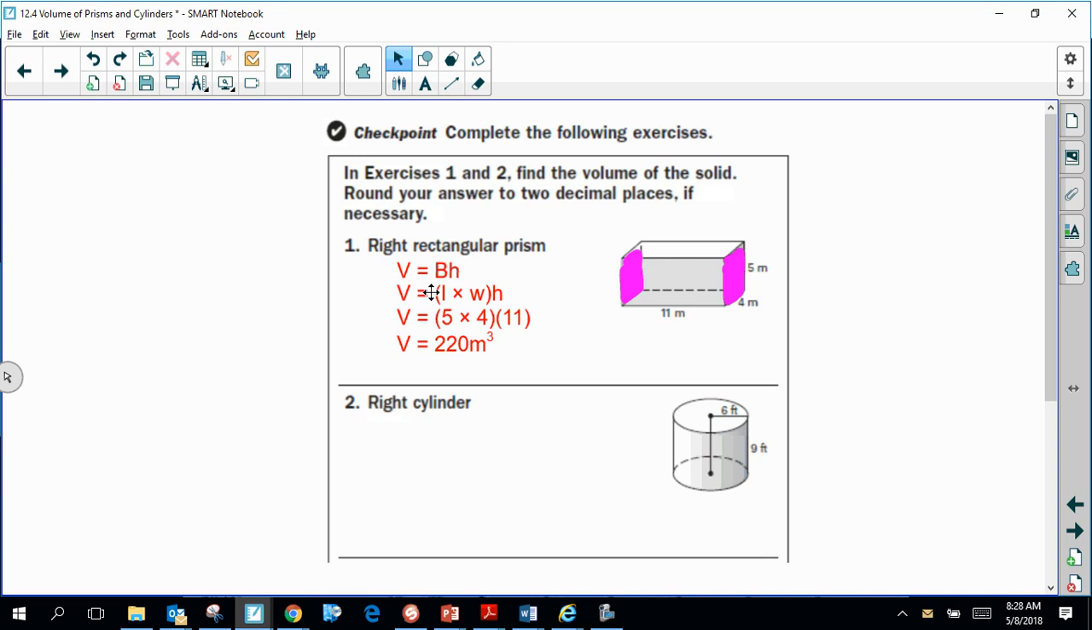So for the next one, we're looking for the volume of the right cylinder. Substituting the values here gives me an exact volume of 324 pi, or about 1017.9.